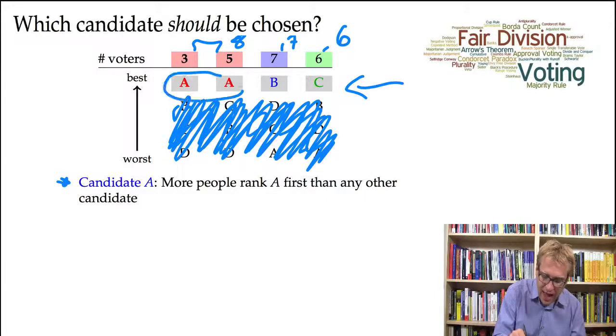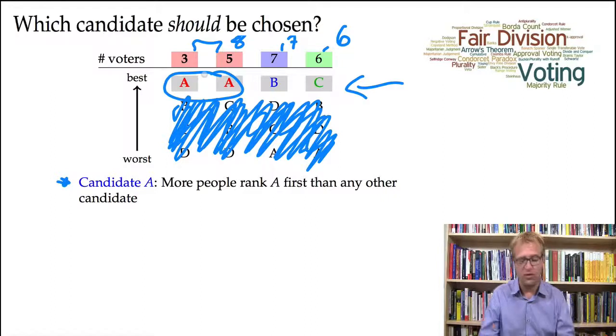So candidate A actually receives the most first place votes. So if candidate A received the most first place votes, then that's a good argument why candidate A should be declared the winner. And in fact, in many elections, that's what would actually happen. Candidate A would end up winning because you typically would just ask people to select one person who they would like to vote for, so their favorite candidate.